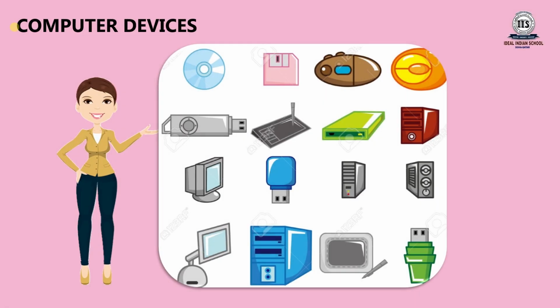My dear children, you have learned about the parts of computer in your previous video. Let's move ahead and learn about computer devices. So what are computer devices? These are parts that can be attached to the computer to do several different kinds of work. Computer devices are mainly divided into 3 groups: input devices, output devices, and storage devices. Now, let us study about them one by one.